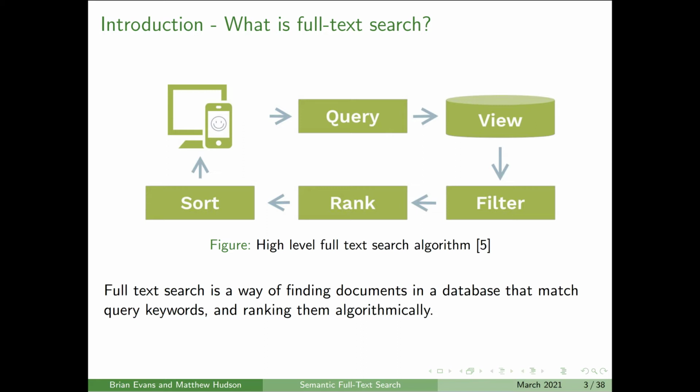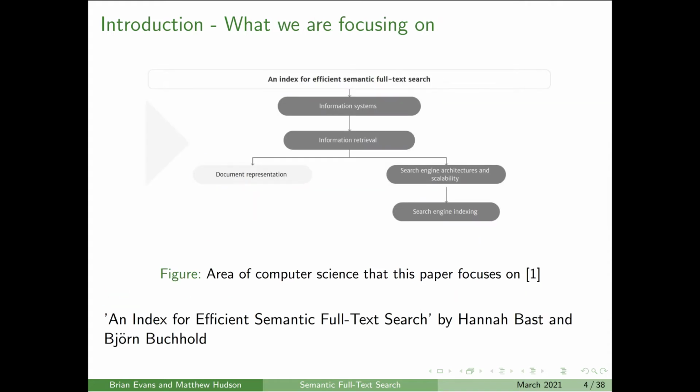The baseline method for full-text search is matching the search query with individual words in each document. This is neither efficient nor effective. Various techniques exist to improve the efficiency and effectiveness of full-text search. In this presentation, we'll be focusing on the semantic index developed by Bast and Bjorn Buchhold, published in their 2013 paper entitled An Index for Efficient Semantic Full-Text Search.